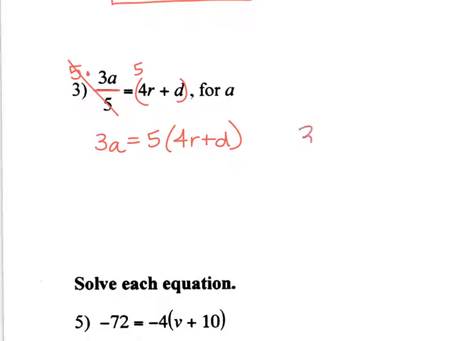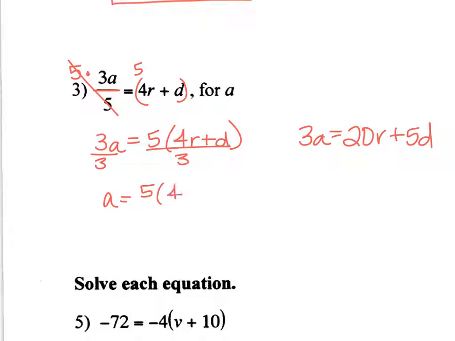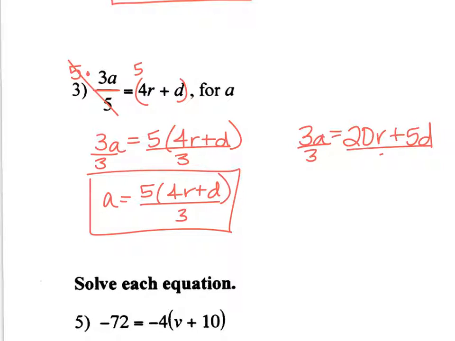You can go ahead and say 3a equals 20r plus 5d if you want to. That's not going to mess anything up. Either way, your next step is going to be to divide by 3. So you could have written your answer as 5 times 4r plus d all over 3. Or if you had already distributed, you could have a equals 20r plus 5d over 3. I'm not going to count either one of those wrong because in both cases, a is by itself and they do mean the same thing.